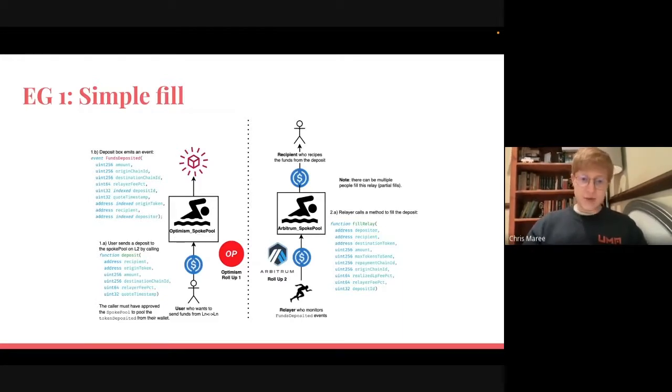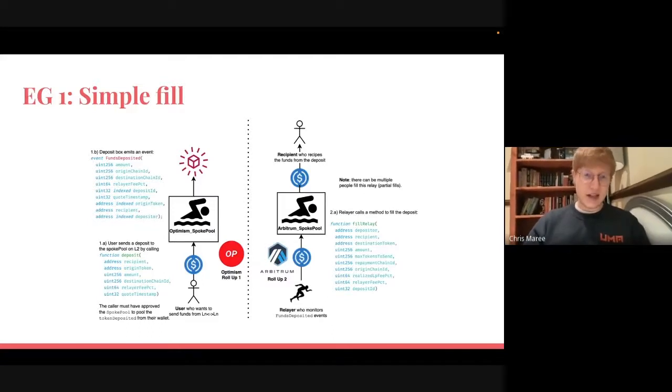Everything there is the same as what the depositor put, except for realized LP fee percent. So the realized LP fee percent is basically the amount of the deposit that's going to go to the LPs for servicing the protocol, for actually facilitating the loan, which we'll get to a little bit later. But if you know anything about Across V1, that parameter shouldn't be that exotic to you.